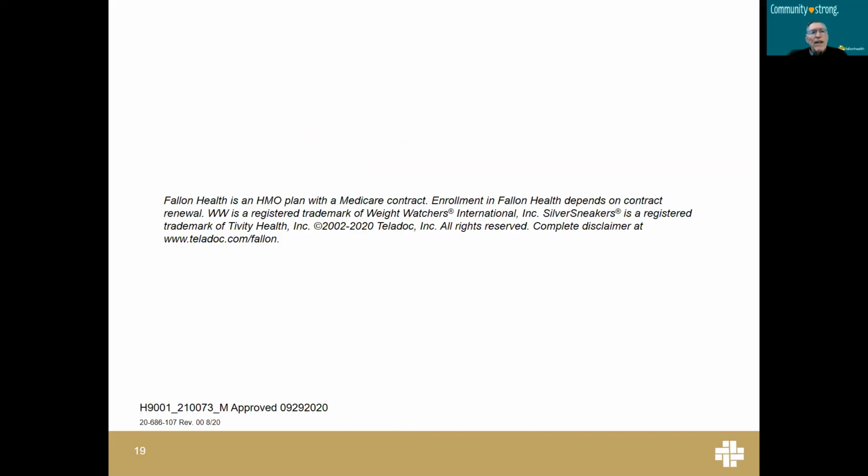And finally, Fallon Health is an HMO plan with a Medicare contract. Enrollment in Fallon Health depends on contract renewal.